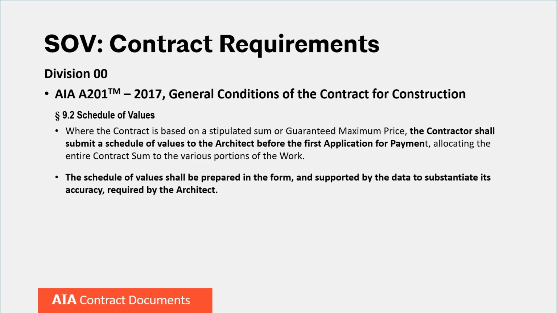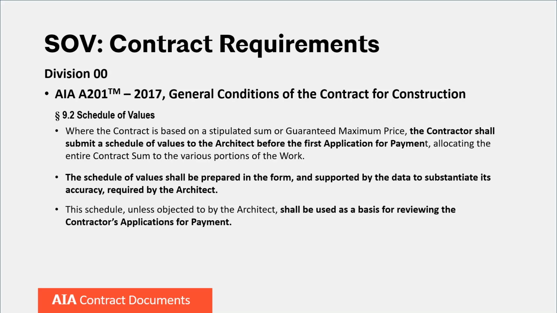The schedule of values shall be prepared in a form and supported by the data to substantiate its accuracy required by the architect. The key language here is required by the architect. Therefore, the requirements of the architect must be spelled out in the contract documents and are typically addressed in Division 1, Section 12-900 Payment Procedures.